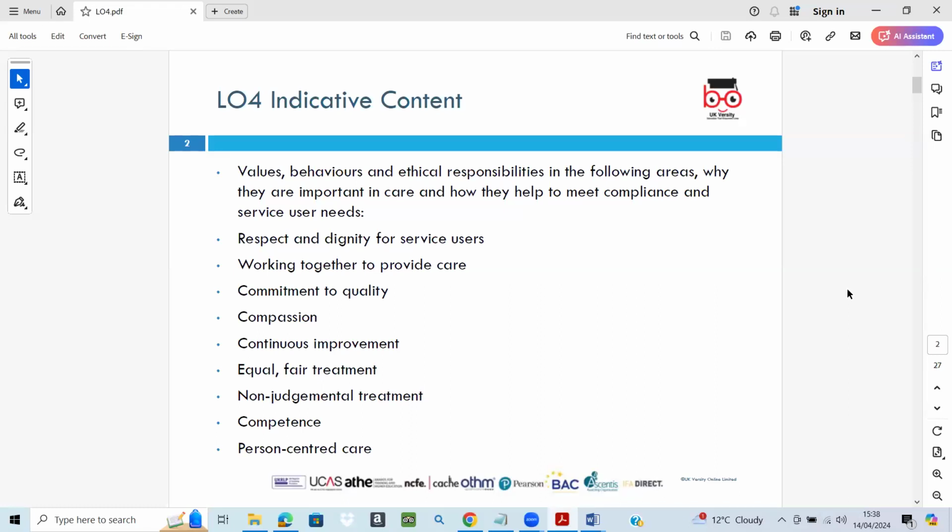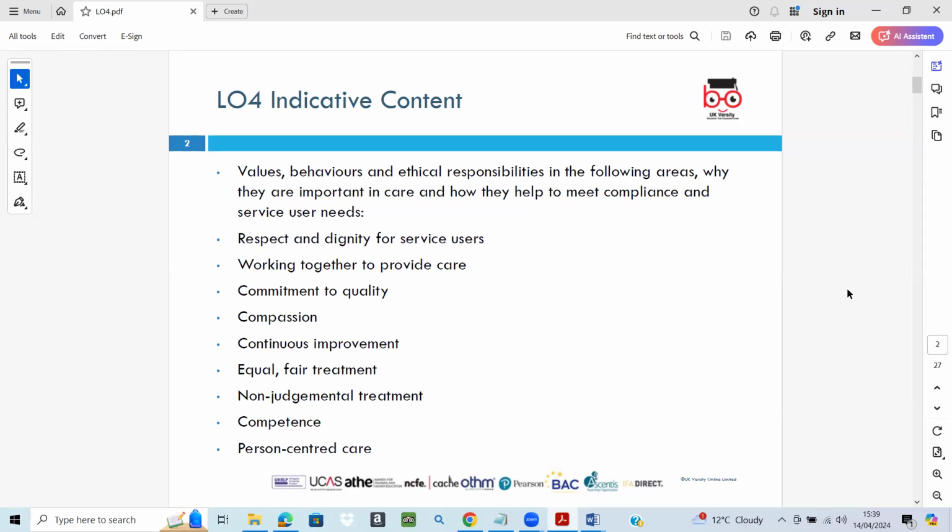And moving on to commitment to quality. A commitment to quality involves continuously striving to improve care standards. This not only helps in meeting regulatory compliance, but also in ensuring that service users receive the best possible care.